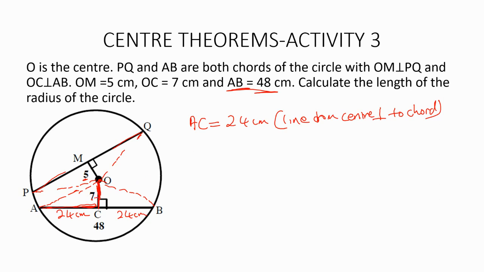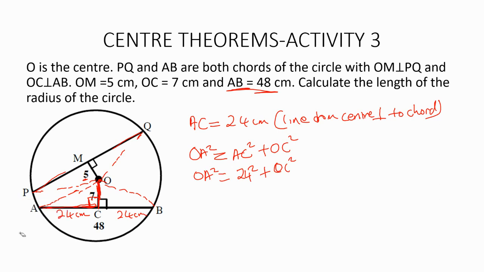Because this angle also is 90 degrees. Now, OA squared is equal to AC squared plus OC squared. You see that? Because if you find OA, that will be the radius. So OA squared is equal to 24 squared plus OC. OC is 7.